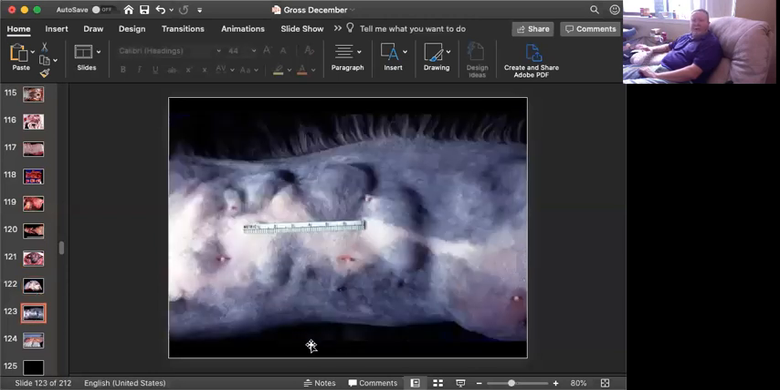This is a great picture. This is from a cat. Can you name the condition and give me a cause?